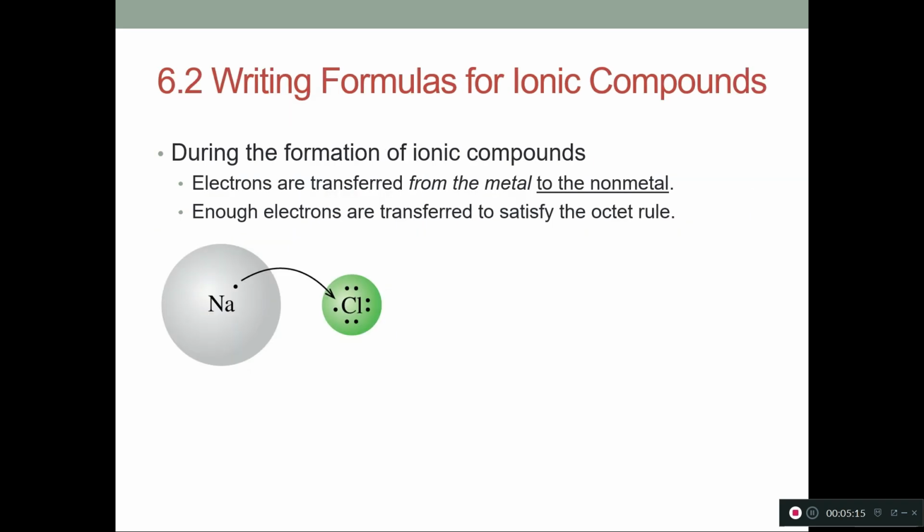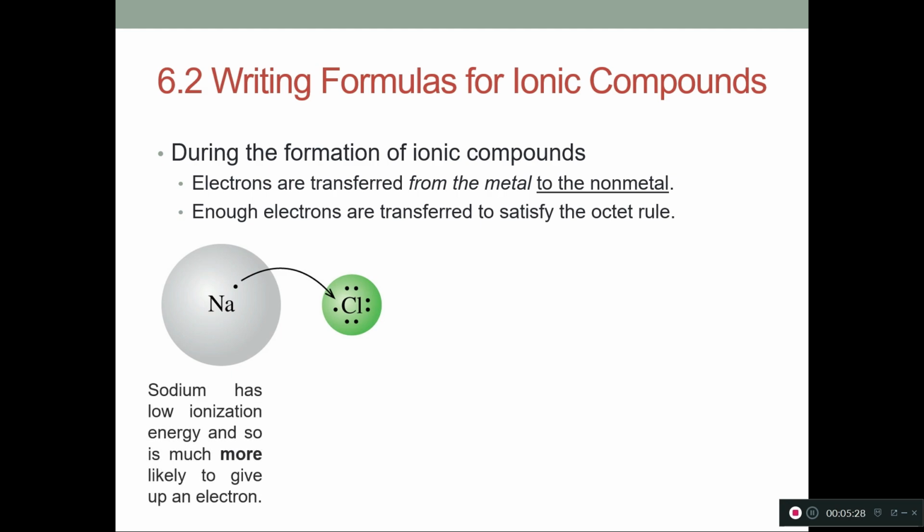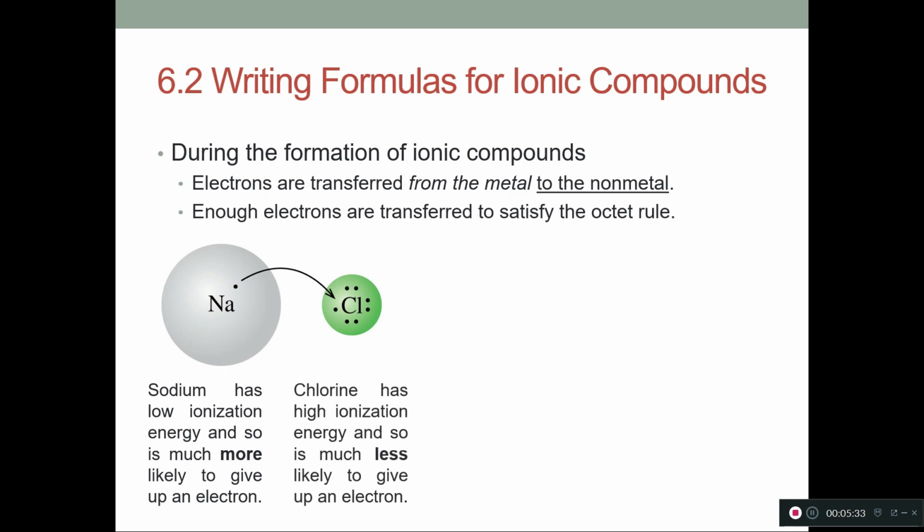If we have our sodium, which has 1 electron in its outermost shell, and chlorine, which has 7 in its outermost shell, the sodium gives up its electron to the chlorine to make chloride, and that's because the sodium has low ionization energy, and so is much more likely to give up the electron. Chlorine has high ionization energy, and so is much less likely to give up an electron, but it also has high electron affinity, so it's much more likely to take on an electron.